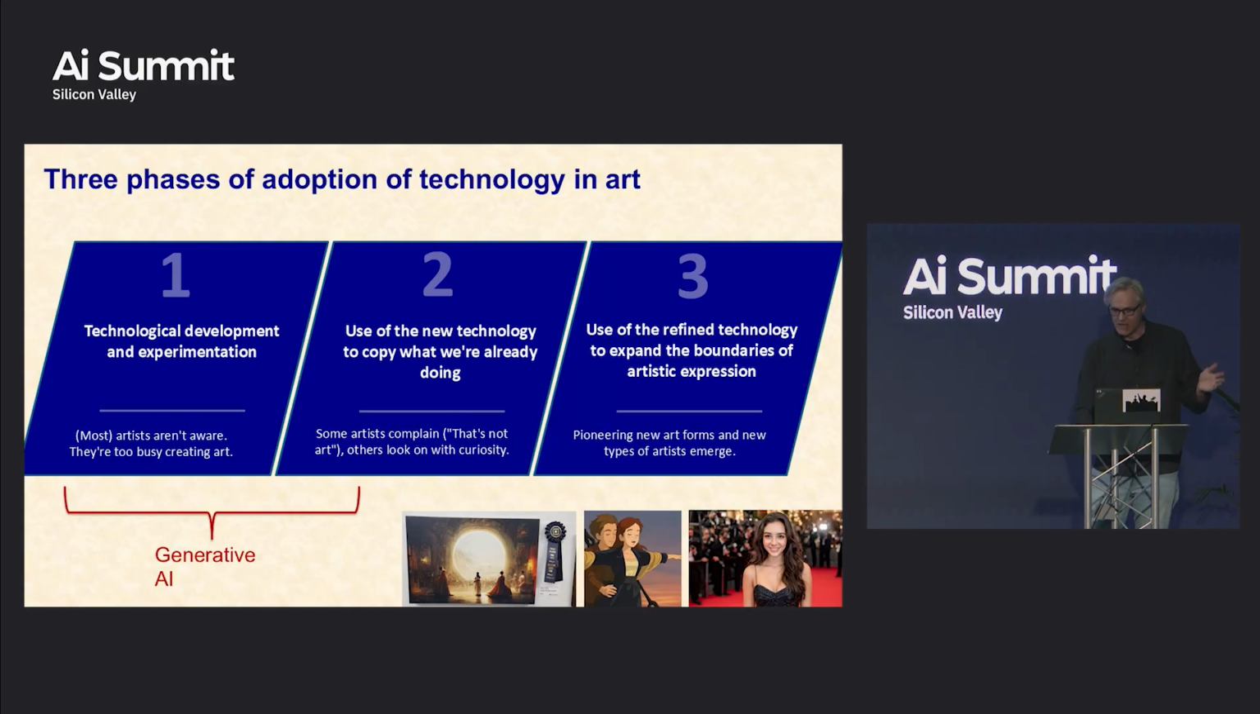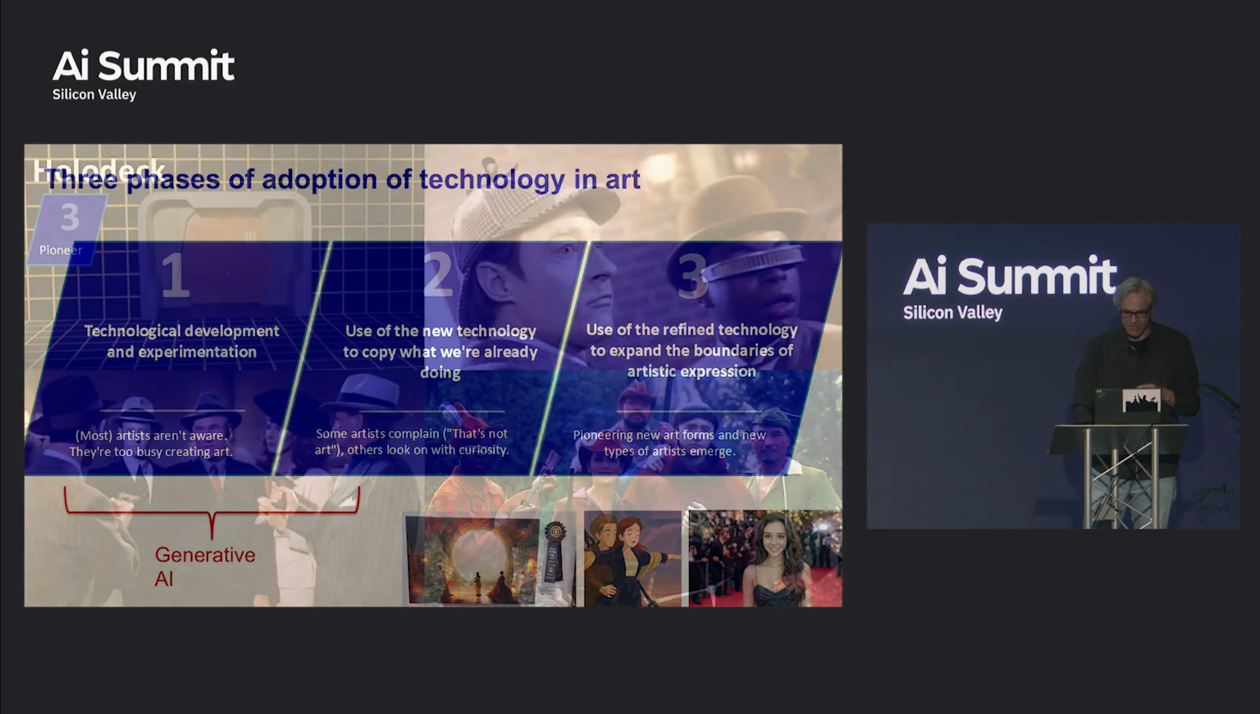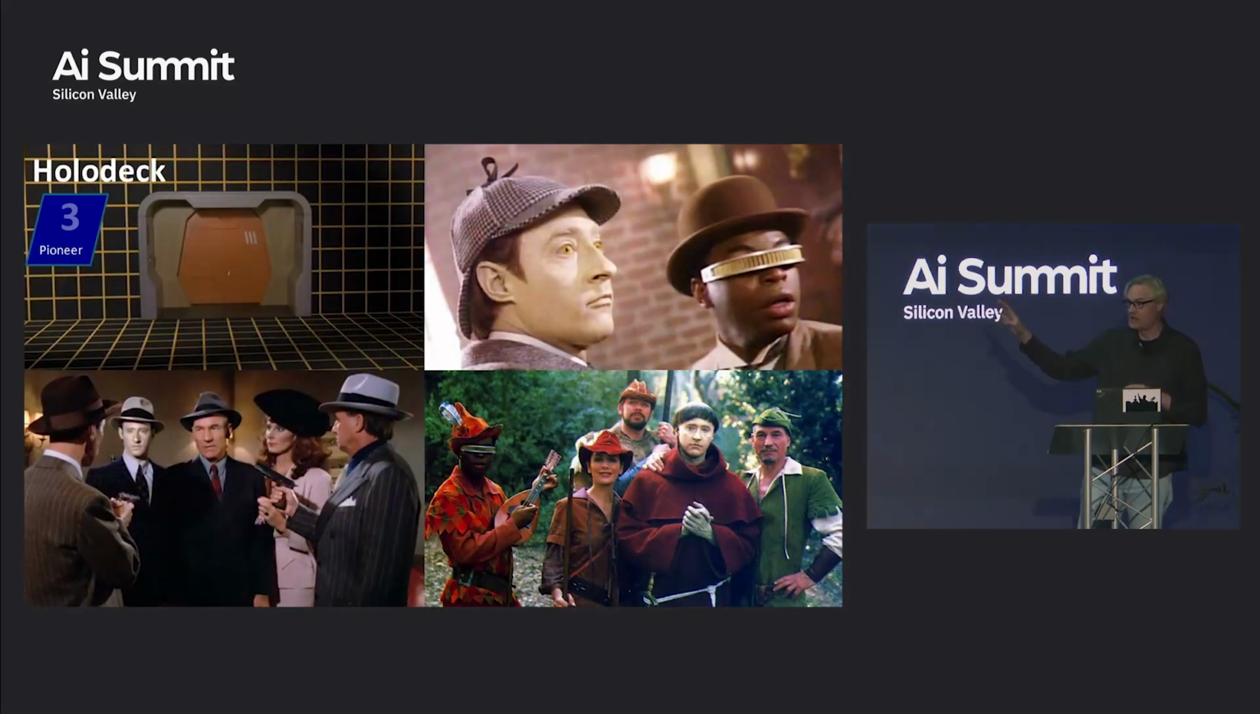So nonetheless, I can see some directions that art could go in the future when generative AI becomes more evolved, and they can't be accomplished without generative AI. So I'll give you a couple examples here. First, the holodeck. Was anyone here for Ian McKendrick's talk?